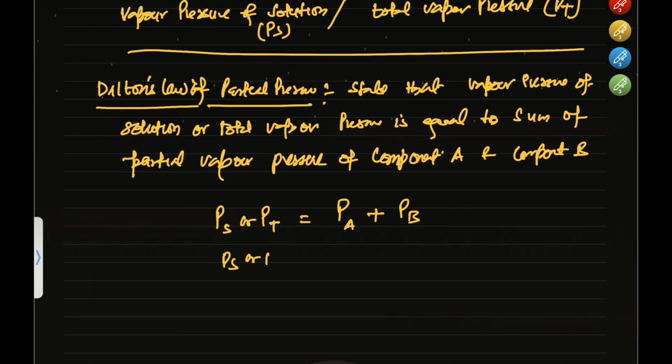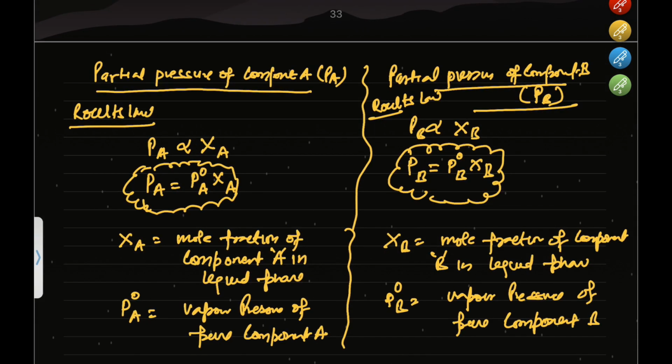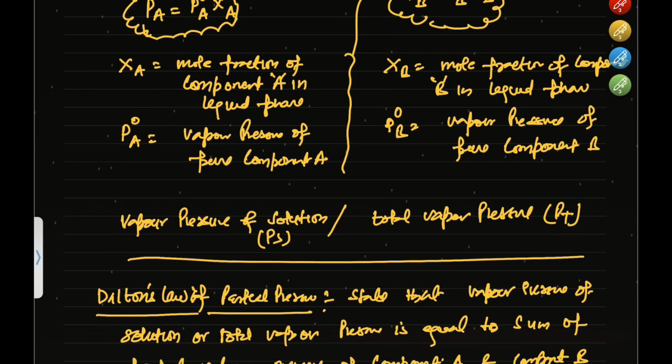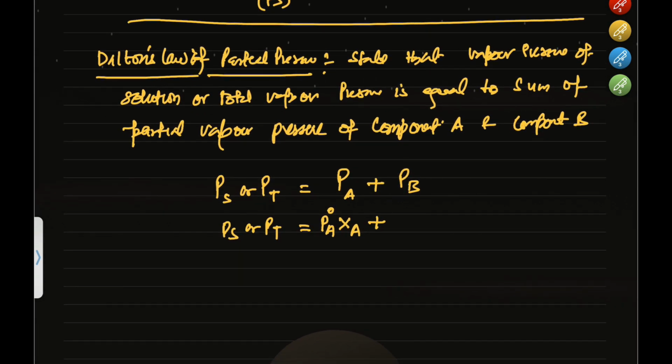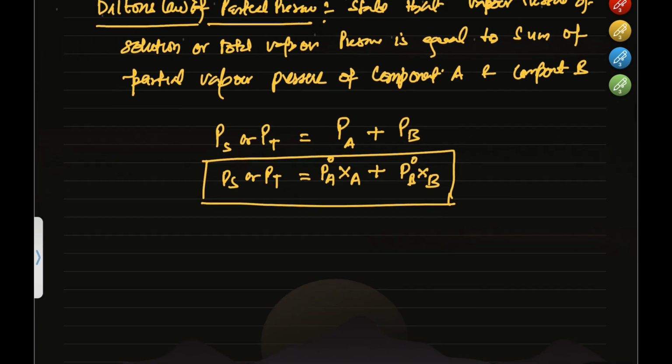The P solution or P total can be written as the partial vapor pressure of component A plus that of B. From Raoult's law, the partial vapor pressure of component A is the vapor pressure of pure component A times the mole fraction of component A. PA is equal to P naught A X A, or PB is equal to P naught B X B. This is the equation of Dalton's law. Okay.